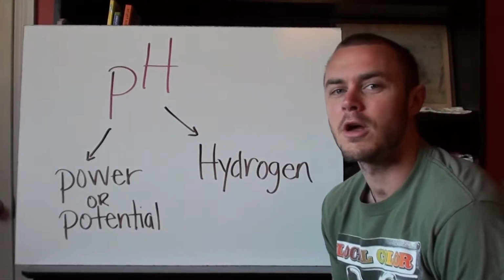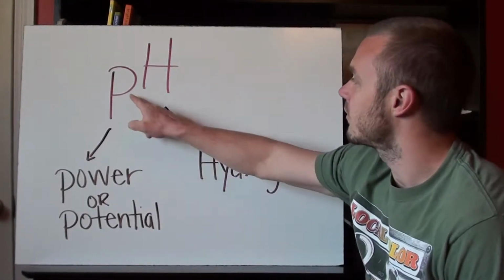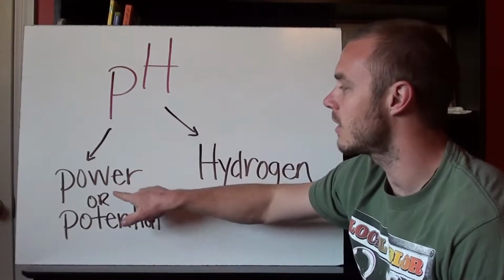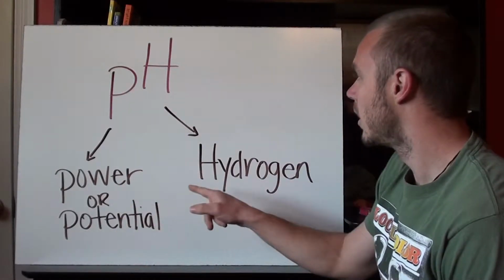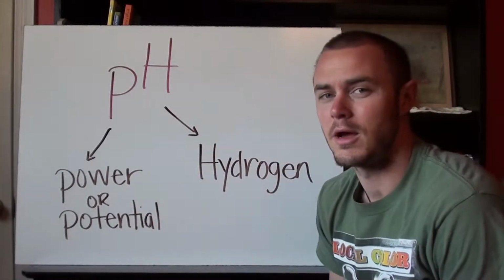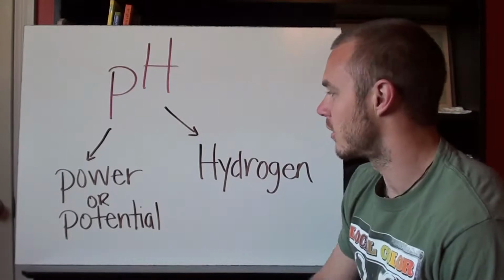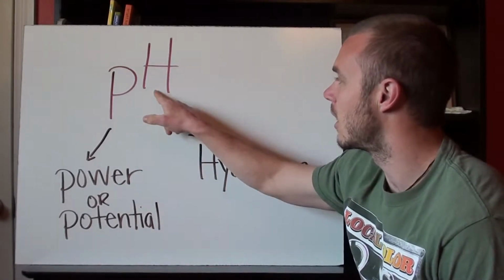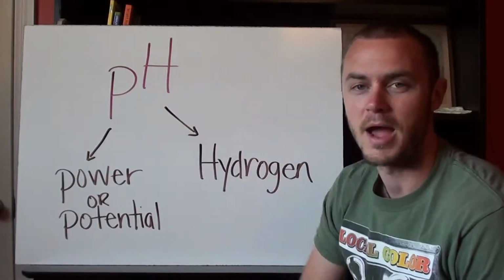Alright, in this lesson we're going to talk about pH. pH is written lowercase p, capital H. The P stands for power or potential. The H stands for hydrogen. This is not really important, but someone's going to ask, so I looked it up and found an answer for you. Power potential of the H stands for hydrogen.